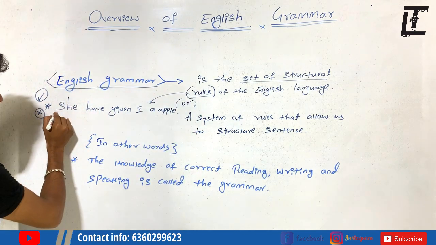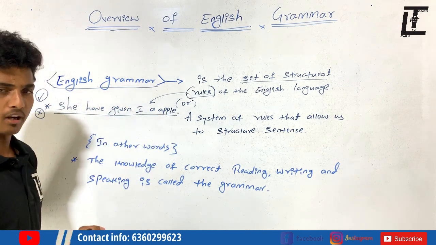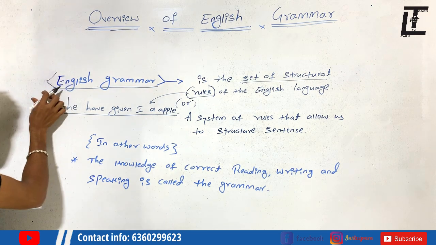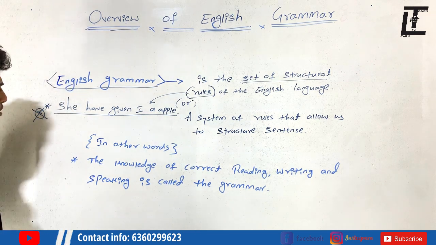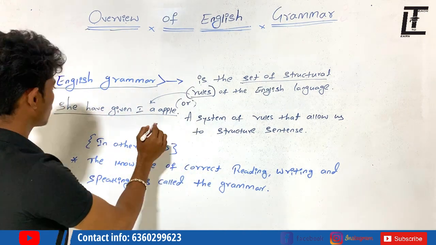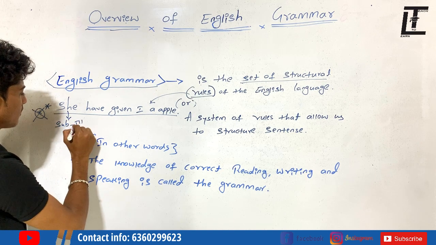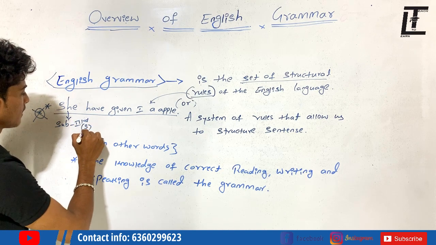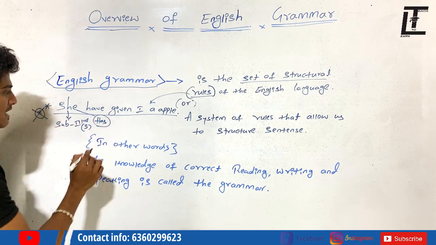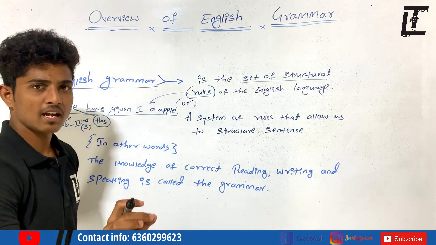This rule says that the sentence written here, "She have given I a apple," is 100% a wrong sentence. Why is it wrong? Because of the rules we are discussing. It is the rule that when the subject is third person singular, we have to use "has." At the place of "have" it should be replaced with "has."